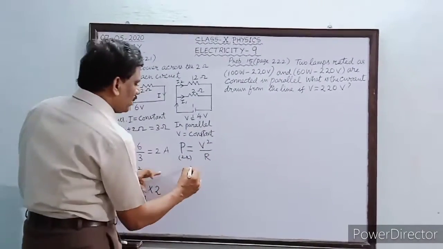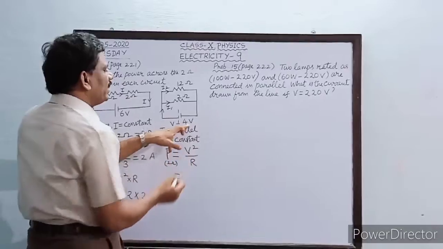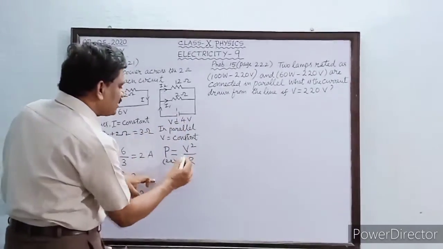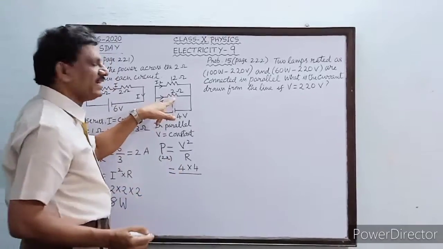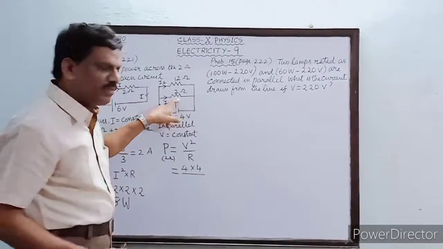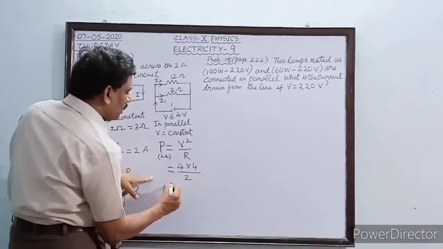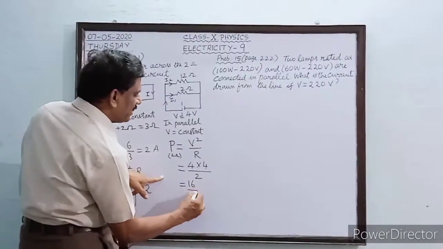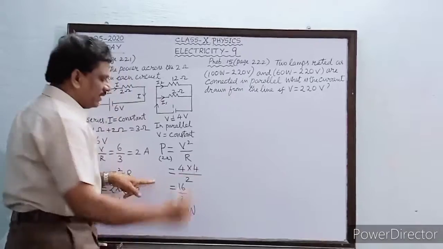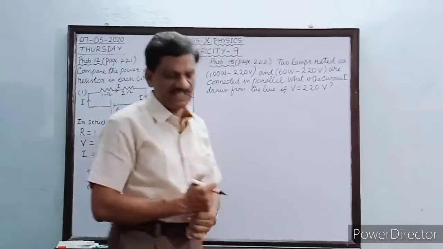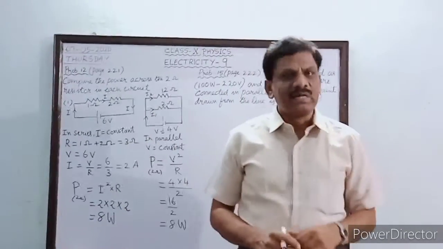You substitute now, what is V? V is equal to 4 volt. Is it not? So V square will be 4 into 4, and divided by which resistance you have to substitute? Only the 2 ohm resistance, so divided by 2. So this is equal to 16 divided by 2, and that is equal to 8. And the power has a unit of watt. Very simple. Have you all understood?